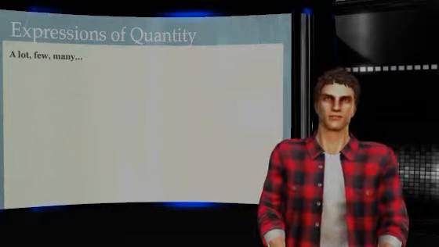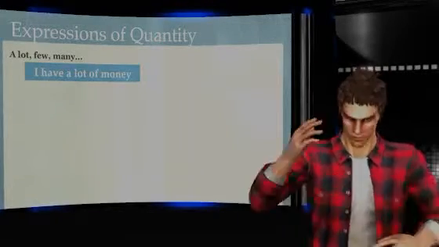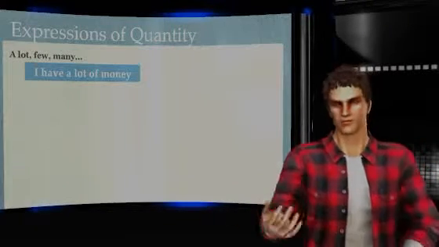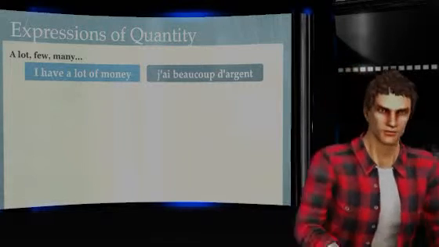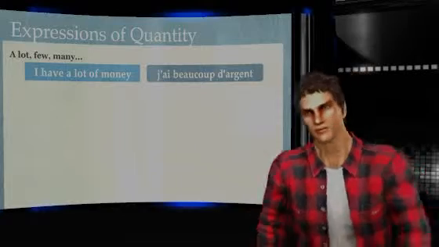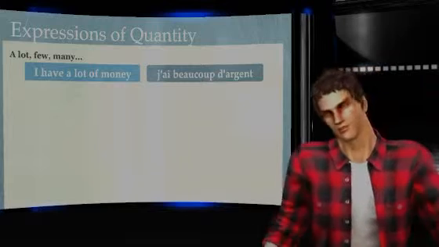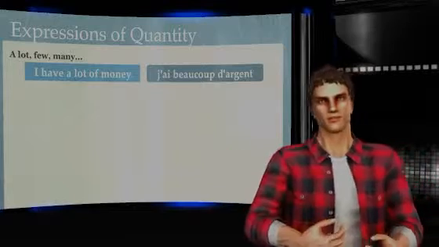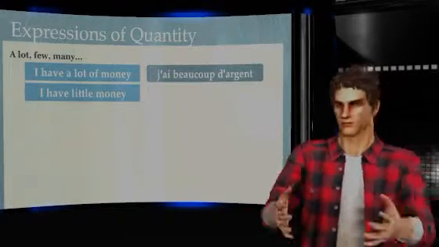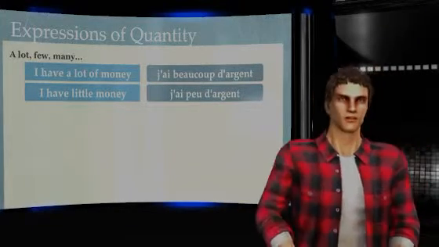Part 3. Expressions of quantity. In English, a lot of, few, many, etc. Let's take some examples again. I have a lot of money. So the expression is a lot of. In French we say j'ai beaucoup d'argent. D apostrophe because of the vowel. Argent is masculine, and you see there is no definite article. We don't say j'ai beaucoup de l'argent. No, j'ai beaucoup d'argent with expressions of quantity. I have little money. The same thing here. J'ai peu d'argent. No definite article.